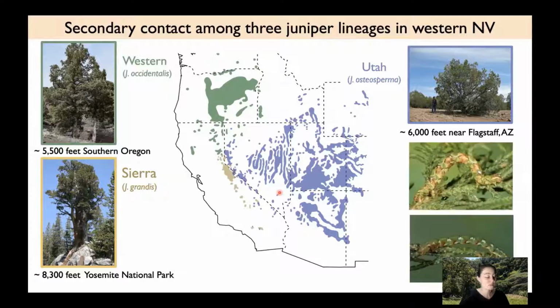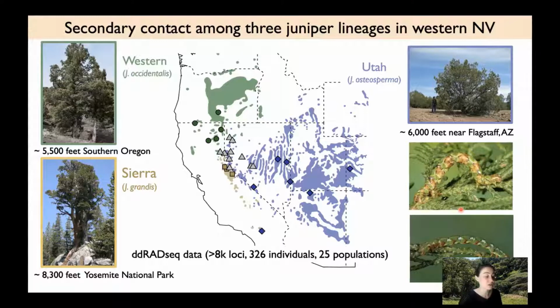In addition to being an important source of habitat and food for many desert wildlife, these Western junipers host a highly specialized caterpillar community whose natural history is poorly understood, but whose abundances and distribution may be affected by hybridization. For the study and to produce the following results, I sampled 25 populations representing 326 individuals and generated over 8,000 genomic loci utilizing a ddRAD-seq approach.